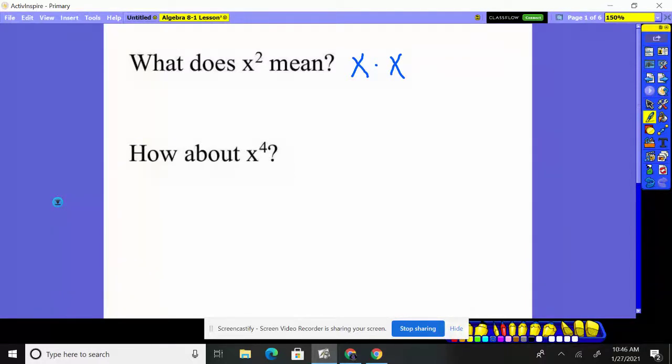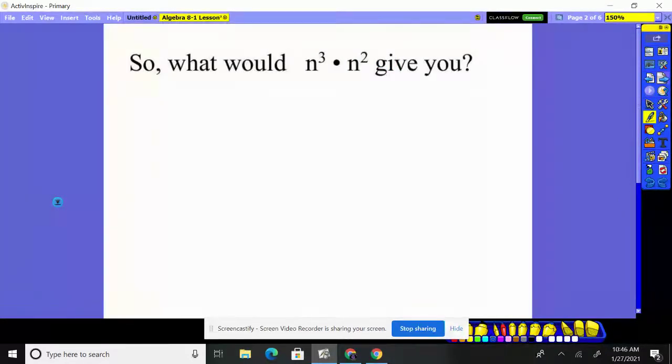So how about x to the fourth power? What does it mean if you raise something to the fourth power? It means you're multiplying it by itself 4 times. All right, that's pretty easy enough.